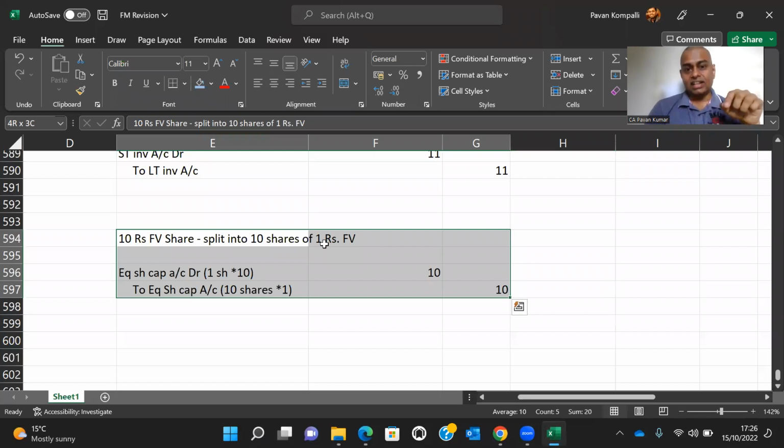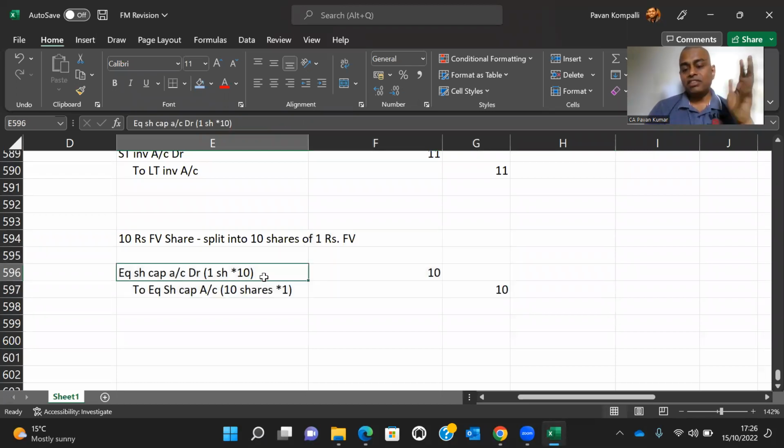In reality, journal entry will not be passed. There will be a board resolution, or there will be members resolution, whatever is required. There will be company secretarial compliance. Secretary will take care of all these things, and you don't need to pass any journal entry, dude. What stupidity it is! Equity share capital account debit 10 to equity share capital 10. In classroom, we have to pass.